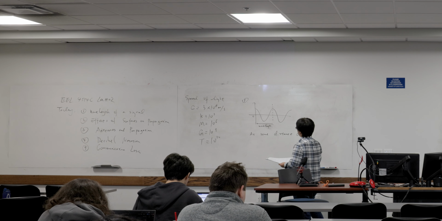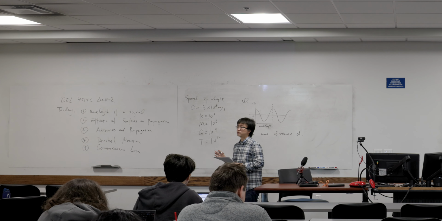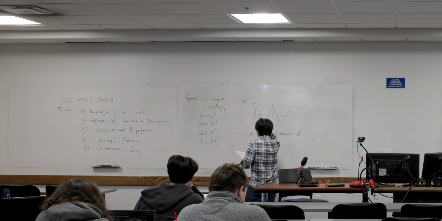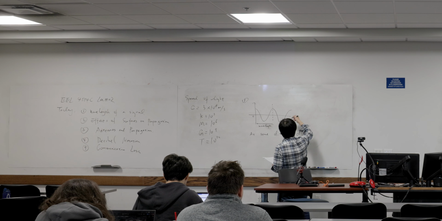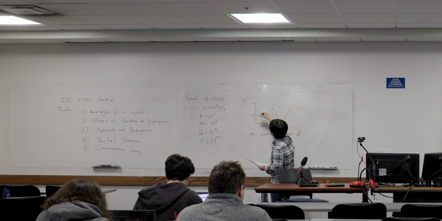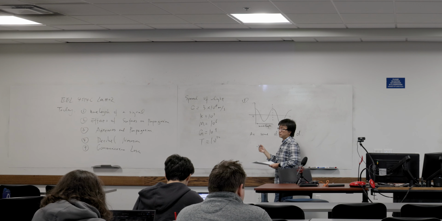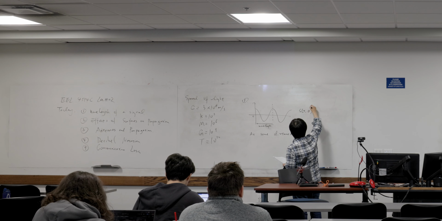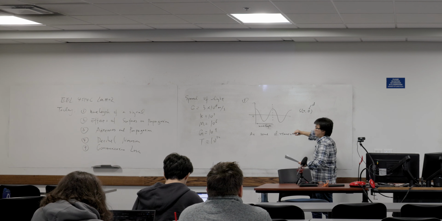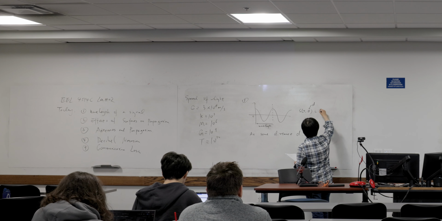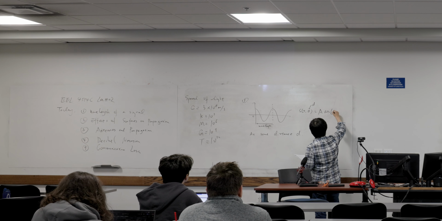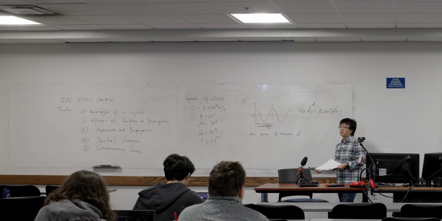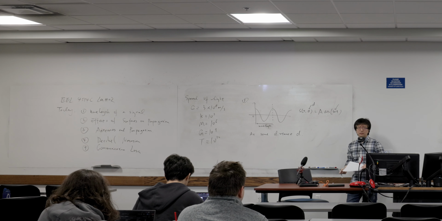Let's see what the signal looks like when we want to receive it at some distance d. Say the signal starts from here, at distance 0. If the signal here looks like A cosine omega t, where omega is a frequency, and if you have learned signals and systems, you should be pretty familiar with this notation.